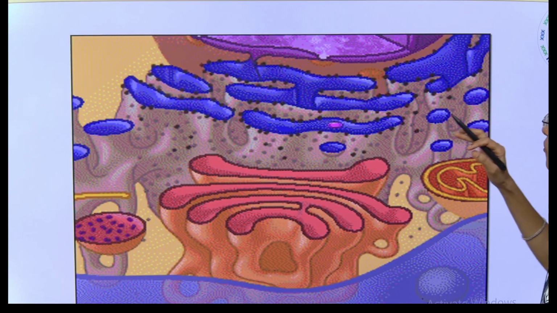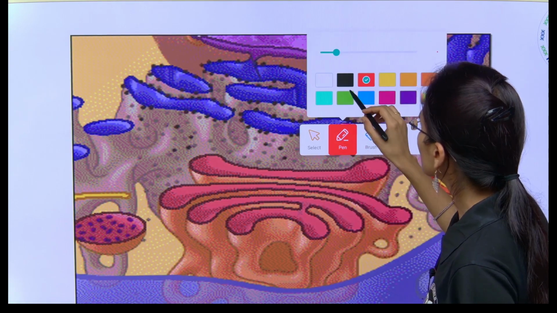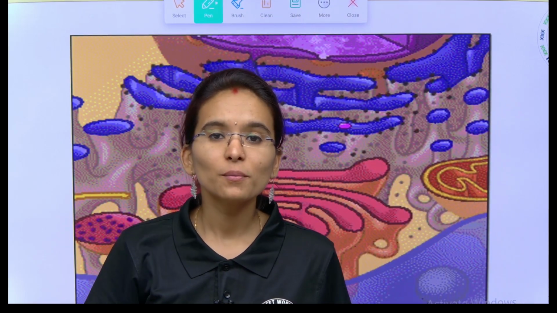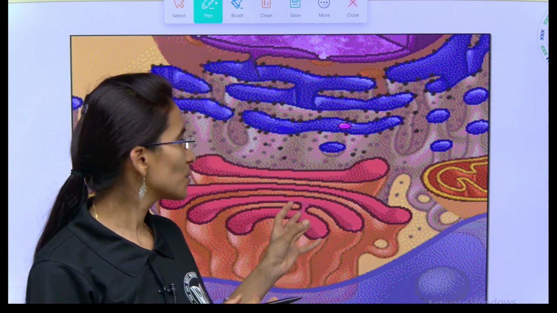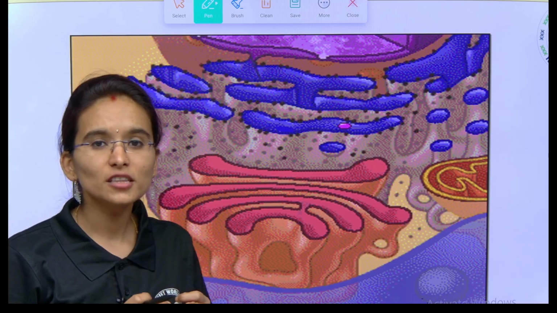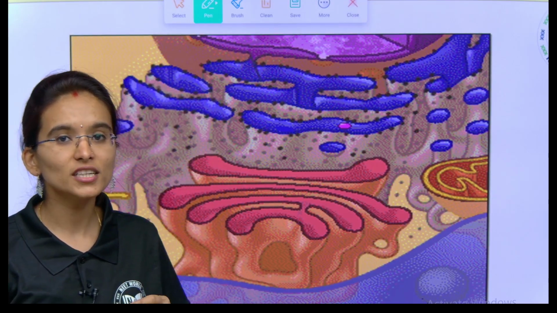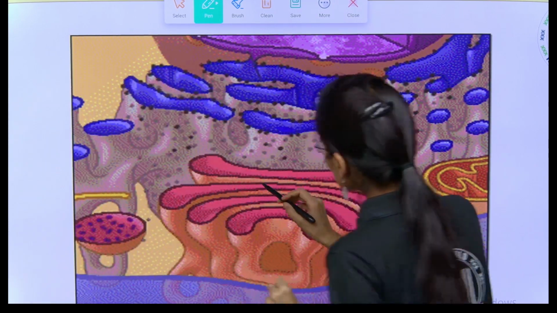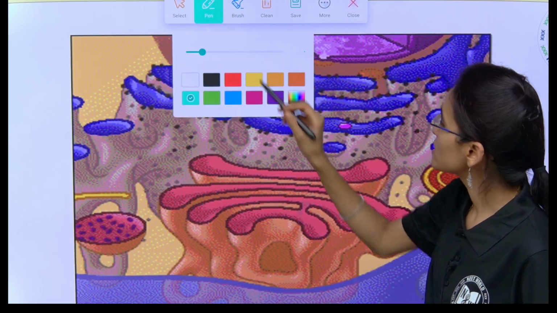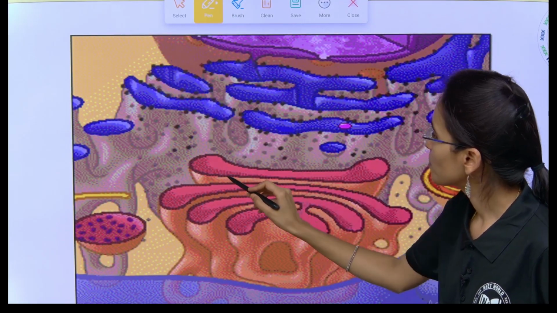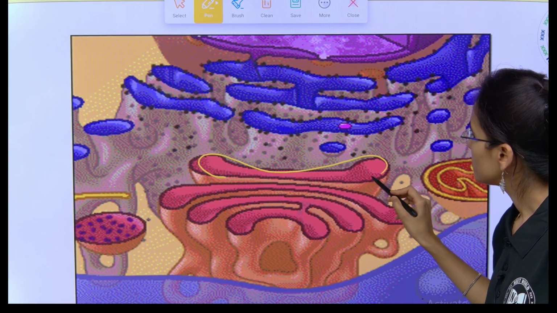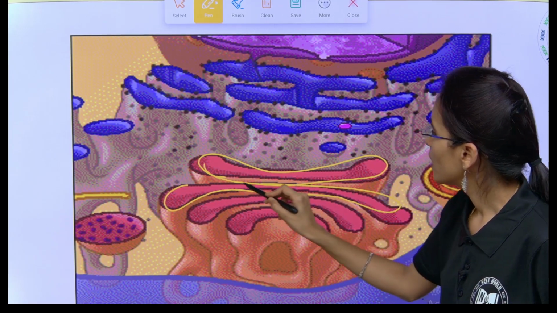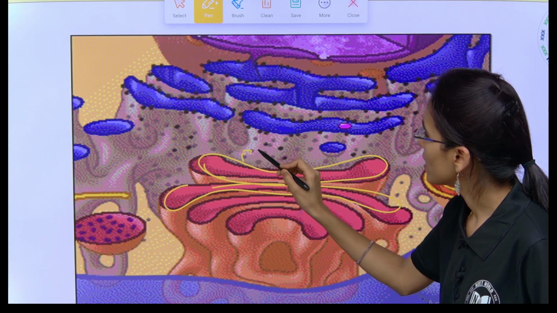Listen here to what the Golgi body actually does. The Golgi body performs three important functions: it stores the proteins, after storing it modifies the proteins, and after modification it secretes the proteins. This is the Golgi body face which is towards the endoplasmic reticulum. It is called the cis phase.